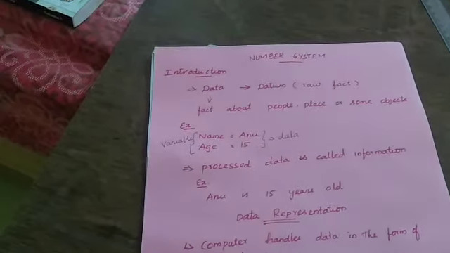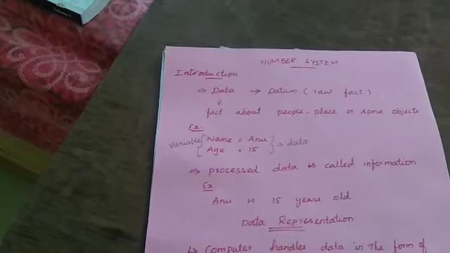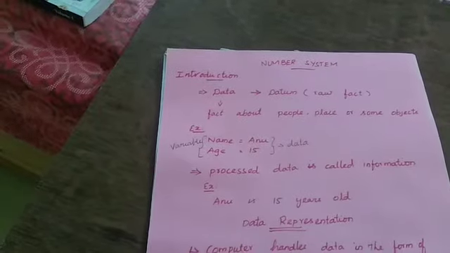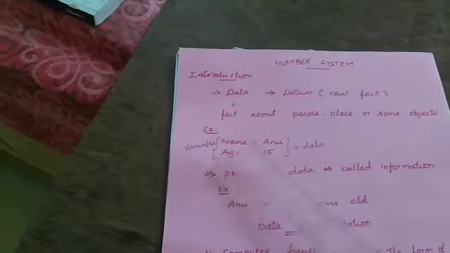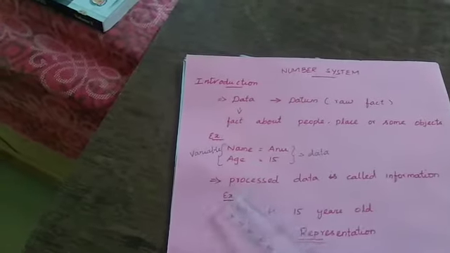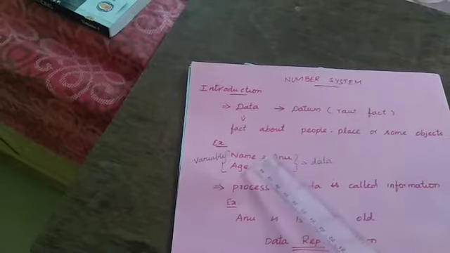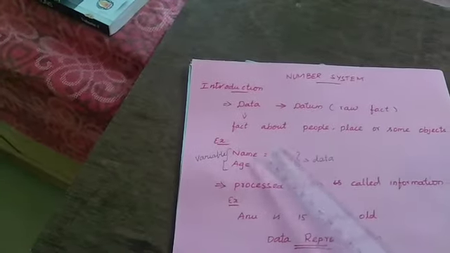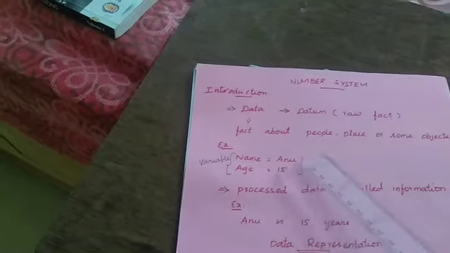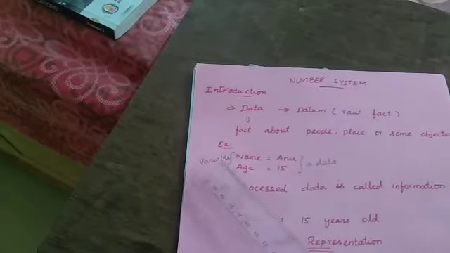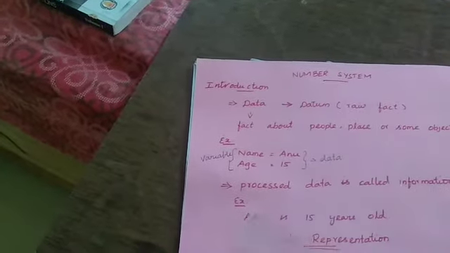What is meant by datum? The raw facts are called datum. Raw facts means it is a fact about the people, places or some other objects. For example, name, age. These are called variables and we assign some values to these variables. Name equal to Anu, age equal to 15. These values are called data. When we assign some values to the variables, that is called data.